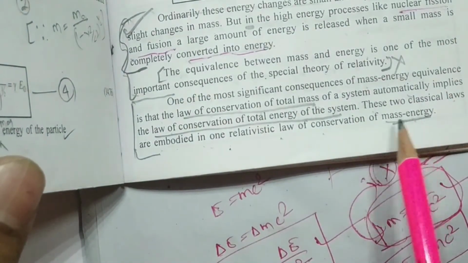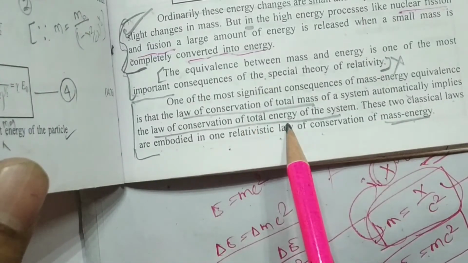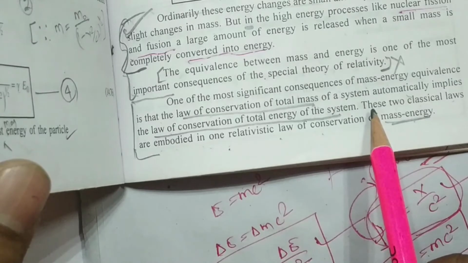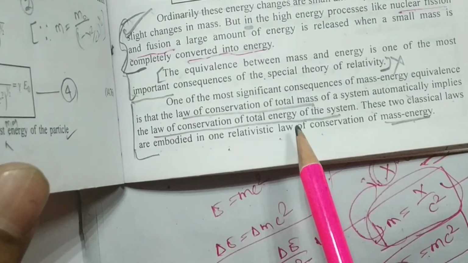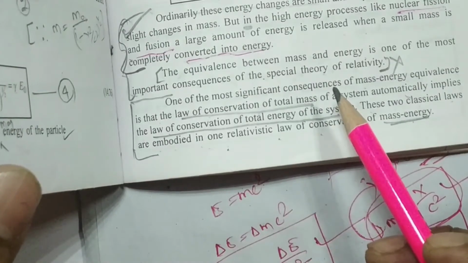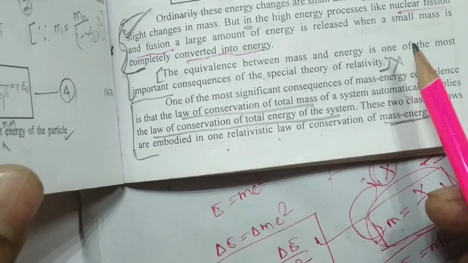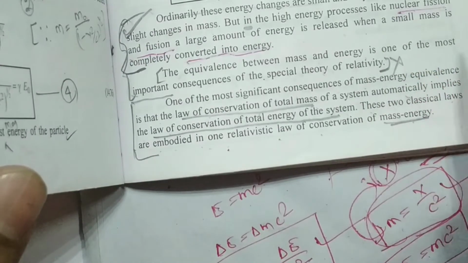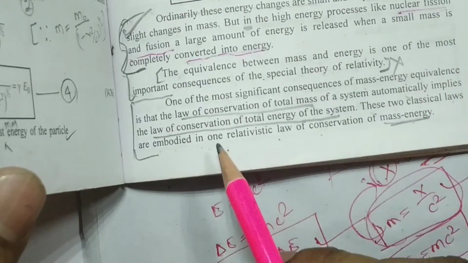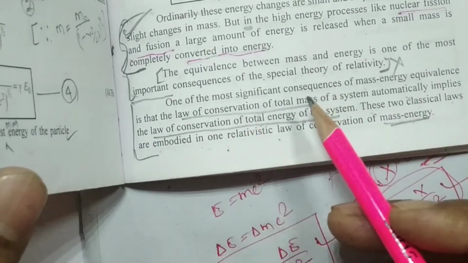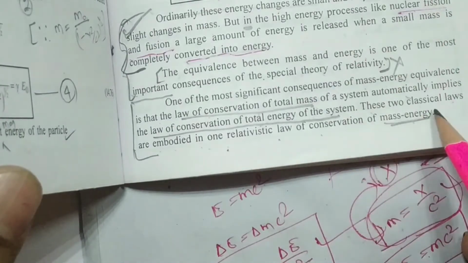In classical physics, we have studied these two laws separately: conservation of mass and conservation of energy. But according to the relativistic law, they have to occur simultaneously. That means whenever we say conservation of mass, it automatically has to be accepted that conservation of total energy is present, or vice versa. Total energy conservation means total mass is also conserved. So this much you have to write.